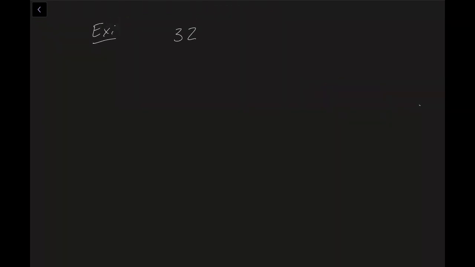For our second example, let's look at 32 plus 18. So we're going to do the same thing. We're going to add our ones together, and when we do that, we get 2 plus 8, and that is 10. Okay, so we have, in this case, 0 ones, or we don't have any ones at all. And we have 1 ten.